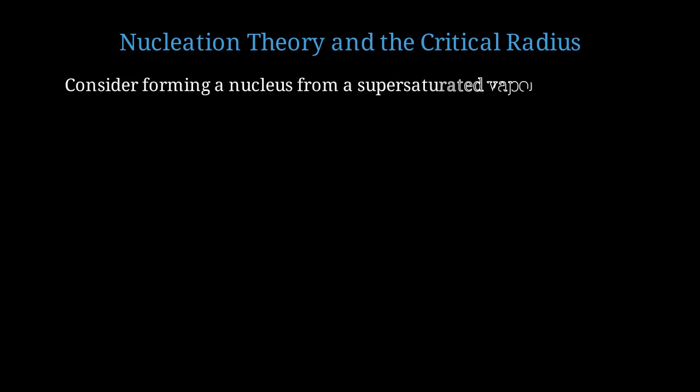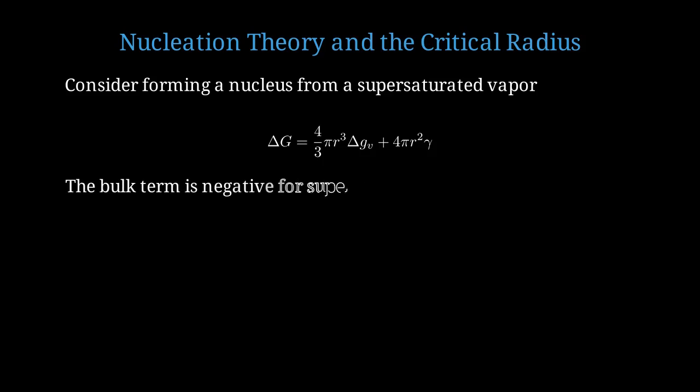Consider forming a nucleus of liquid from a supersaturated vapor. There's a competition between bulk and surface energy. The change in Gibbs free energy is 4/3 pi r cubed delta GV plus 4 pi r squared gamma, where delta GV is the bulk free energy change per unit volume. For a supersaturated vapor, the bulk term delta GV is negative, favoring nucleation.